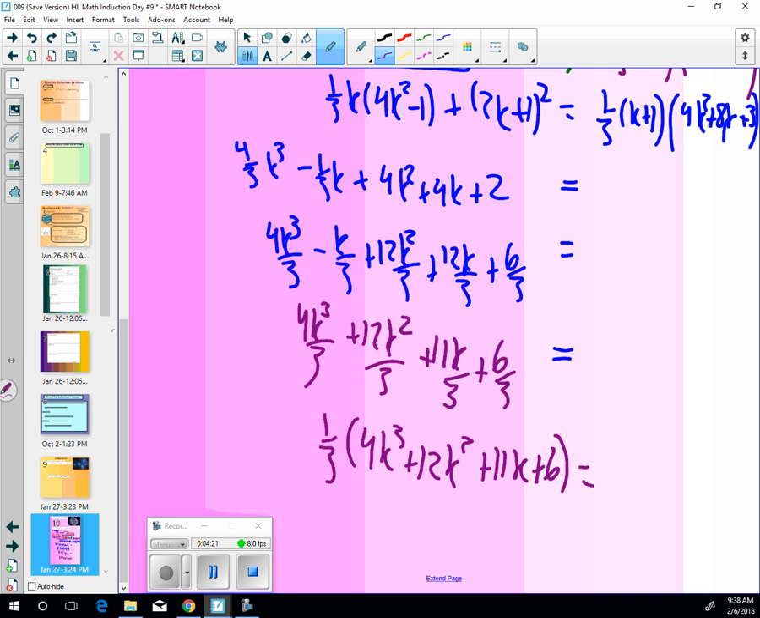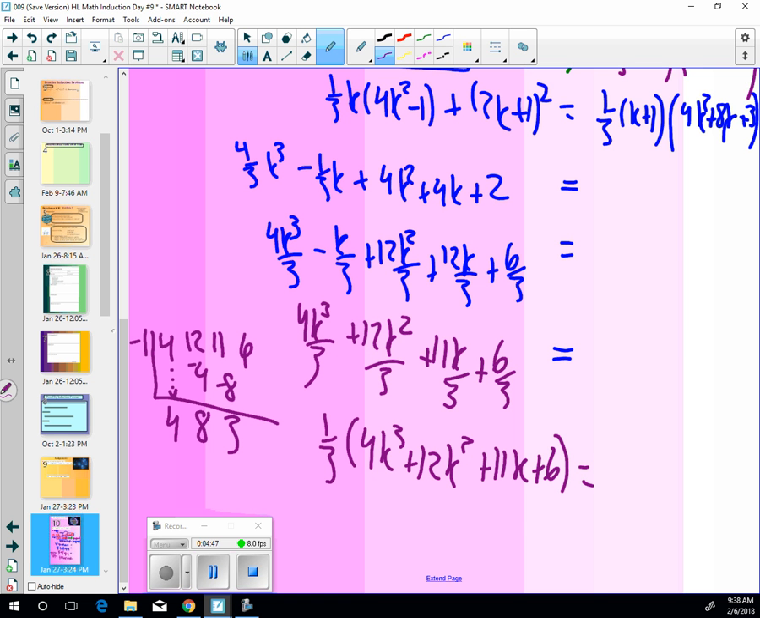And I'm going to take out a k plus 1. So I'm going to go 4, 12, 11, 6. And what's the root here? If I have k plus 1, I do a what? -1. So you drop the 4. This will be -4. This will be 8. This will be -8. This will be 3. And this will be negative.